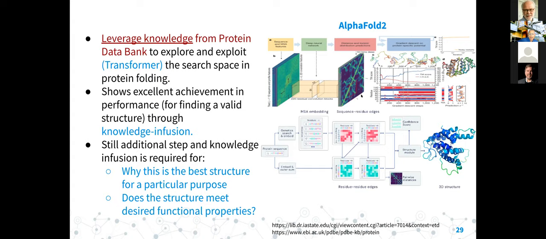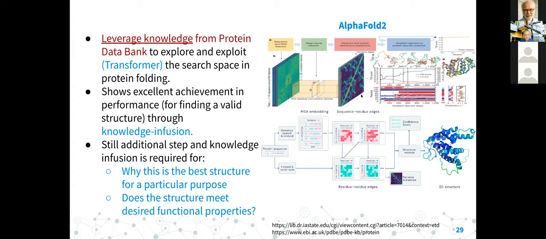In general, though, the knowledge that we need to infuse is more disparate and comes from more diverse sources, and somehow we need to bring all of that together and then apply it. So there's still an additional step, and knowledge infusion can help with that. Like, why is this the best structure for a particular purpose? You want to explain that. It'll give you a variety of protein folding structures, but why is that the case? Does the structure meet desired functional properties?